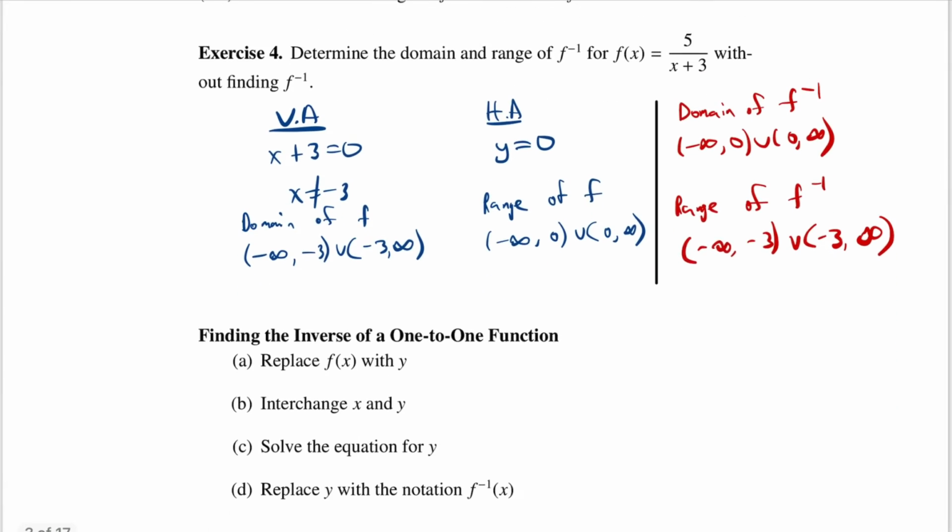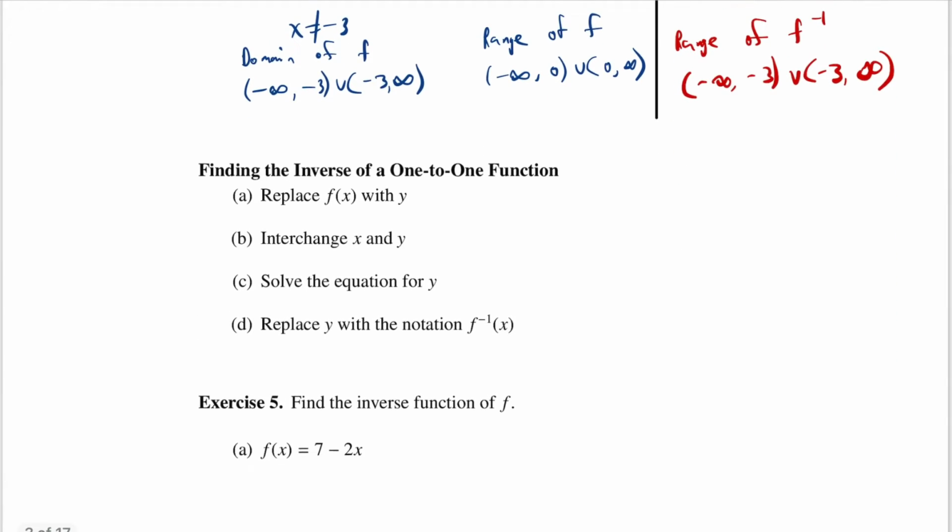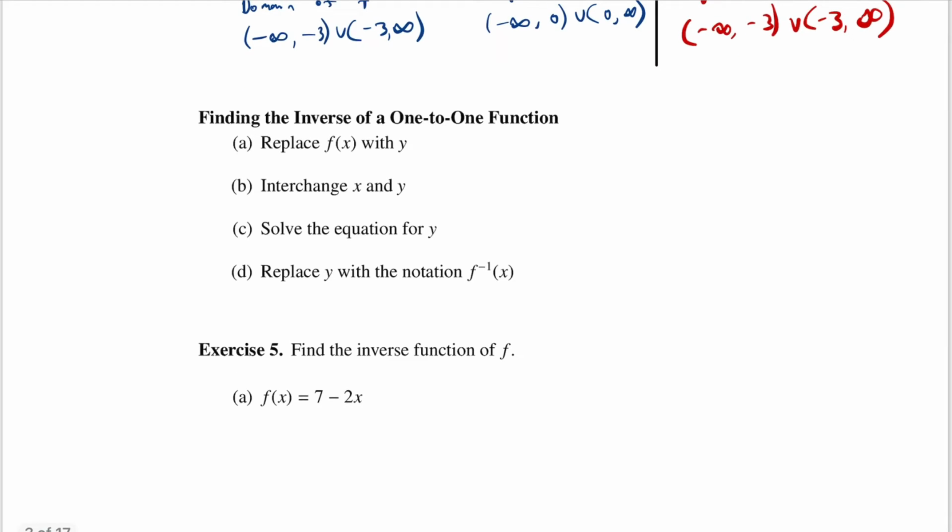All right, now we're going to actually find inverse functions. It's a 4-step process. Step number 1 is to replace the function notation with y. Step number 2 is to exchange x and y. Step number 3 is to solve for y. And then the final step is to replace y with this notation, inverse notation. So let's go through those 4 steps.